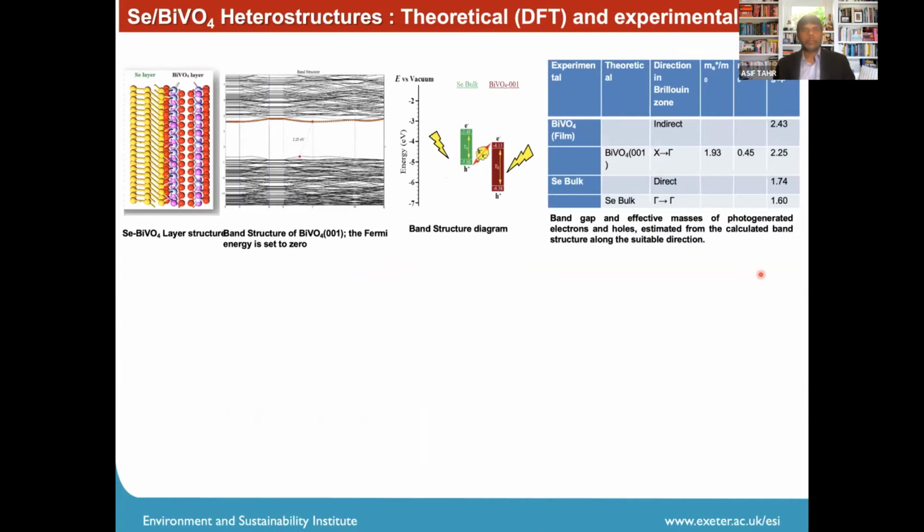So the next example is a selenium bismuth vanadate heterostructure. Instead of doping the selenium into the bismuth vanadate, our theoretical studies show that if we have a layered structure, then the band gaps will be more compatible with each other to compensate the charge generation. So the bismuth selenium will absorb light and generate electrons and holes.